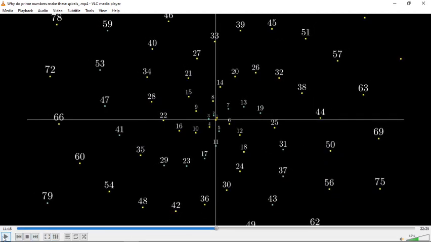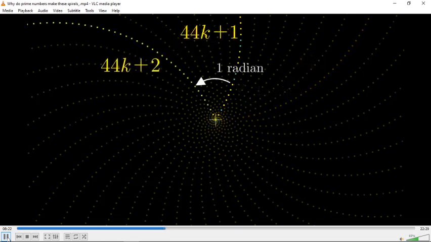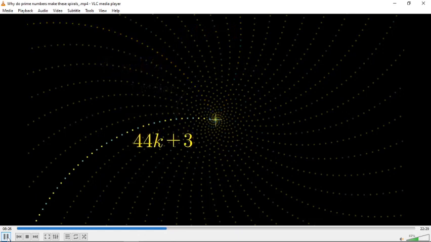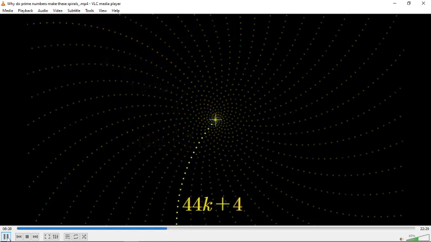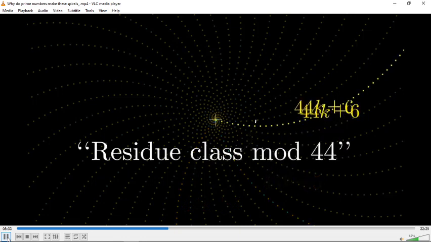That 7 radian counterclockwise. Same for everything 2 above a multiple of 44, and so on, eventually filling out the full diagram. To phrase it with our fancier language, each of these spiral arms shows a residue class mod 44.